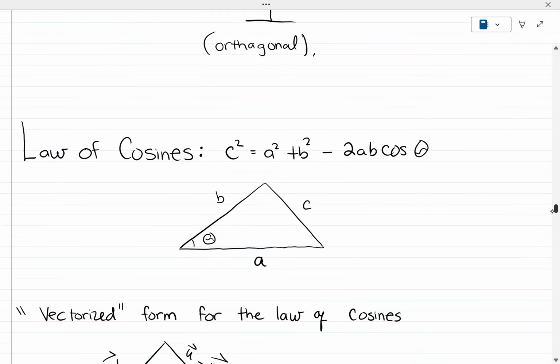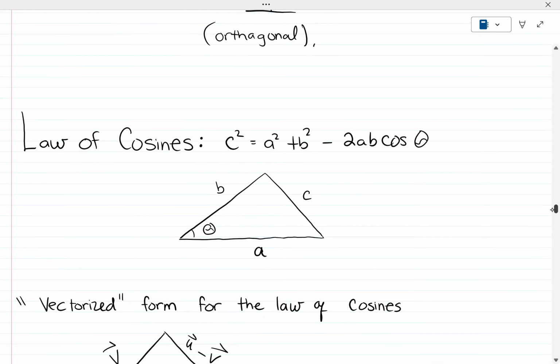Okay, we're also going to review the law of cosines. We're going to need this when we do the other problems. If you recall, one form of the law of cosines is c squared equals a squared plus b squared minus 2ab times cosine theta.